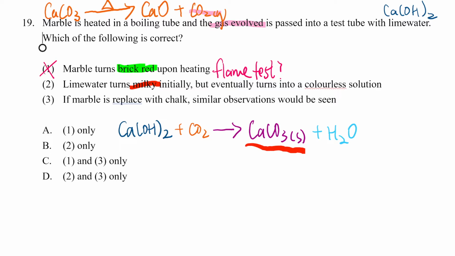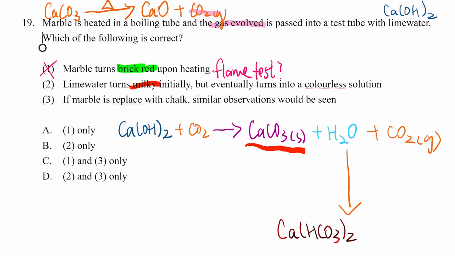Is that true? Now let's imagine if we continue pumping in carbon dioxide gas. We continuously pump in carbon dioxide gas. And when we're doing this, it actually forms another solution, which I'll write down here, calcium hydrogen carbonate. And as we know, calcium hydrogen carbonate is aqueous. So it's a colorless solution afterwards.